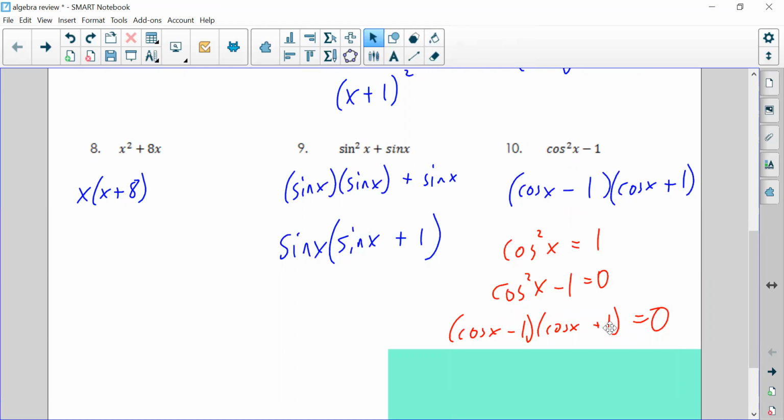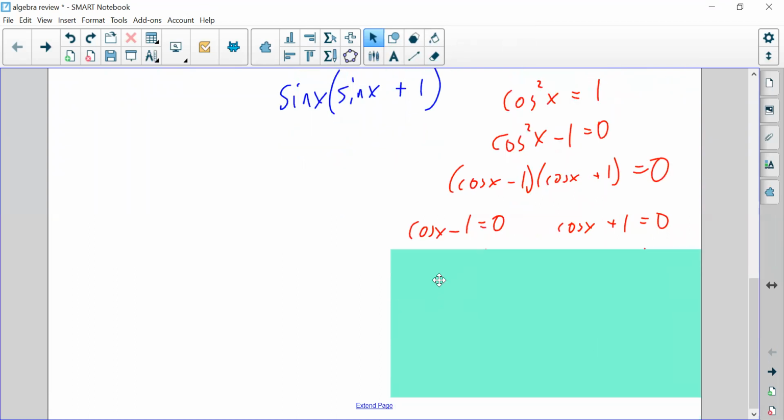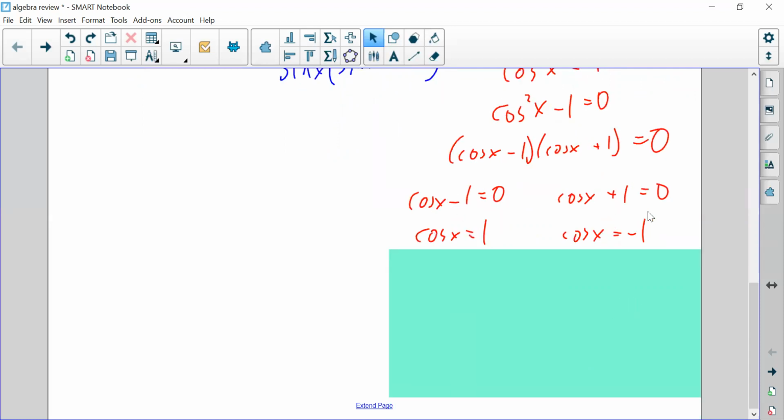So it's a difference of squares. Now what do I do? I set each factor to 0 and solve. So one factor set to 0, the other factor set to 0. I can add 1 to both sides. Here I subtract 1 from both sides. And now I have to think about my unit circle. What angle has a cosine of 1? What angle has a cosine of -1?